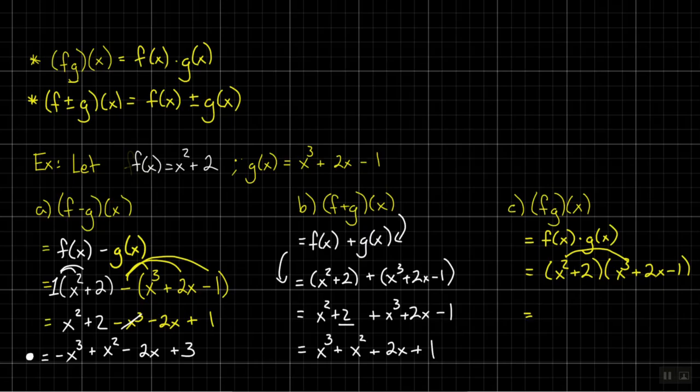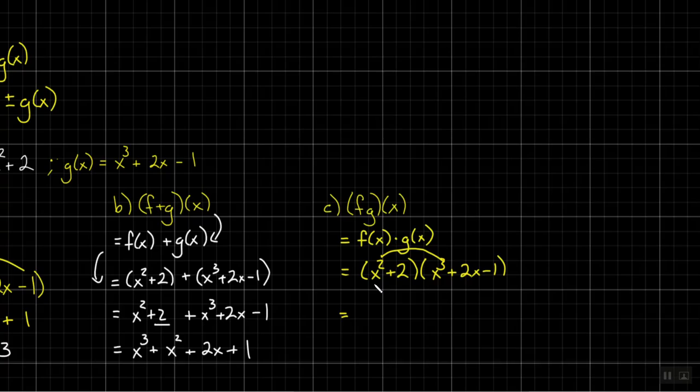Let's FOIL this thing out together. I'm going to slide a little bit this way. What's x squared times x cubed? X to the 5th. Okay, what's the next part of my distribution I need?